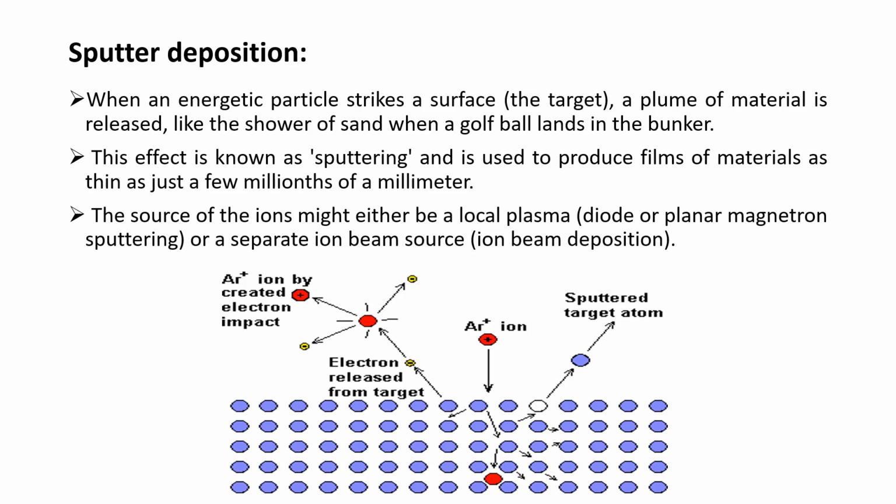Sputter deposition. When an energetic particle strikes a surface, the target, a plume of material is released like the shower of sand when a golf ball lands in the bunker. Sputter deposition is a technique in which an energetic particle, like the ions of the noble gas, strikes on the surface of the target. Target material is that material from where the sputtering of the atoms takes place and deposit on the surface of the substrate. This effect is known as sputtering, and it is used to produce films of materials as thin as just a few millionths of a millimeter.